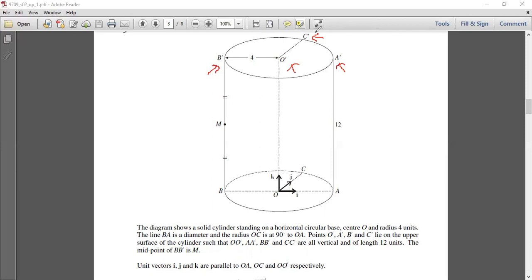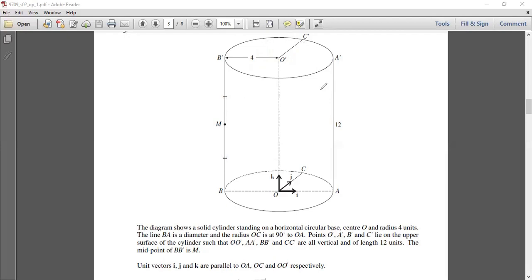So it's just saying that they are placed on the same plane, the plane being the upper part of the cylinder surface. Okay, the midpoint of BB prime is M, so BB prime is the line down here, and M is the midpoint there.